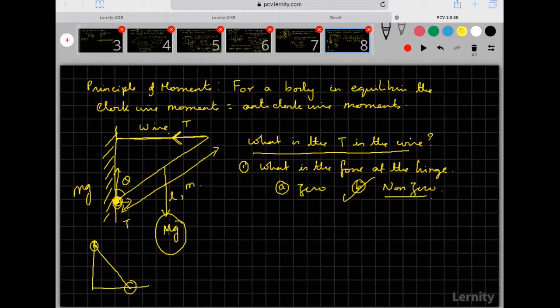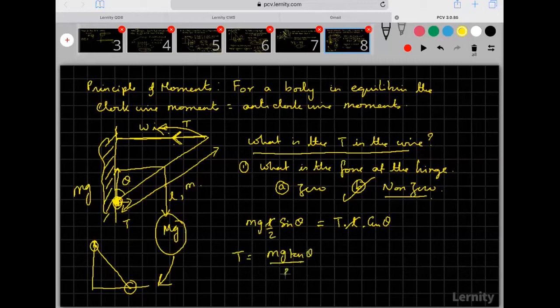So here, this mass is bringing about a clockwise moment about this point, and this is bringing about an anti-clockwise moment, and these two should be equal. So I'll have mg into L by 2 into this distance, which I'll say is sine theta, is equal to tension into L into this distance, which is cos theta. Now I asked you what is tension. We can calculate it easily. So L gets cancelled. So T becomes mg tan theta by 2.